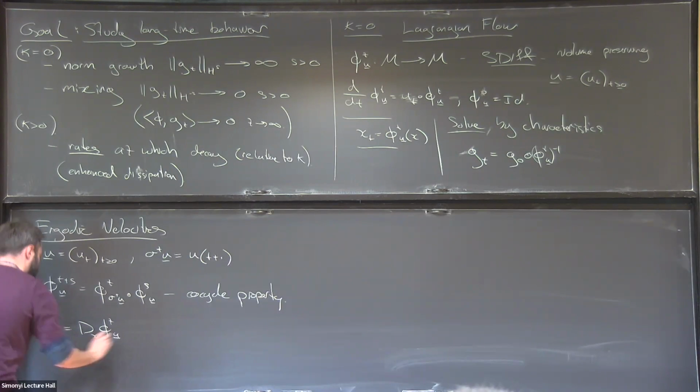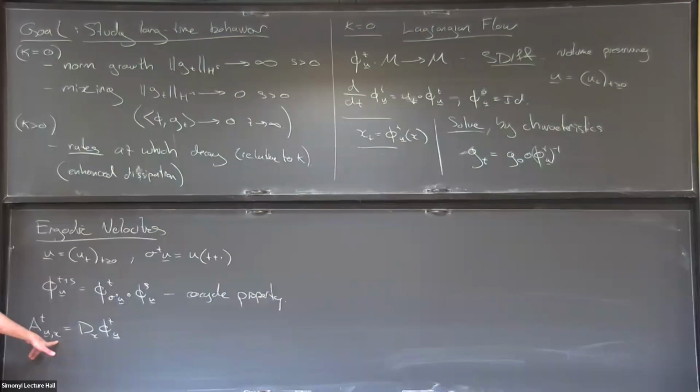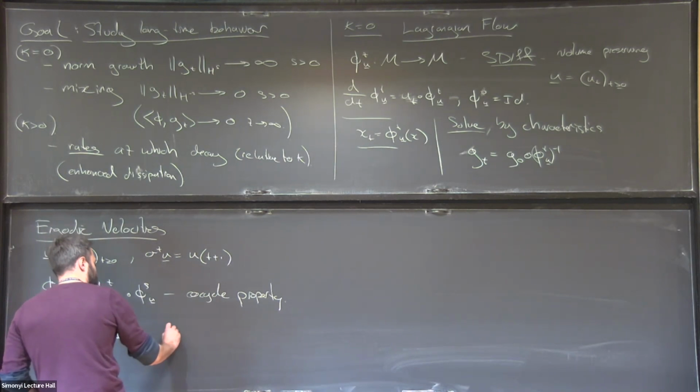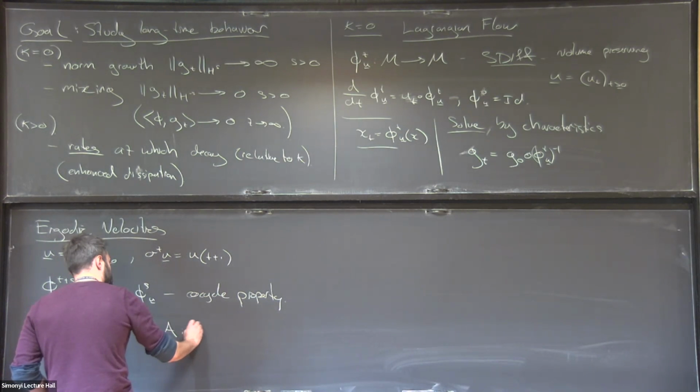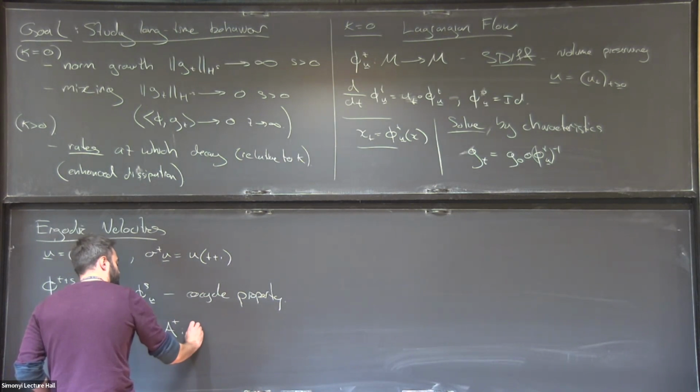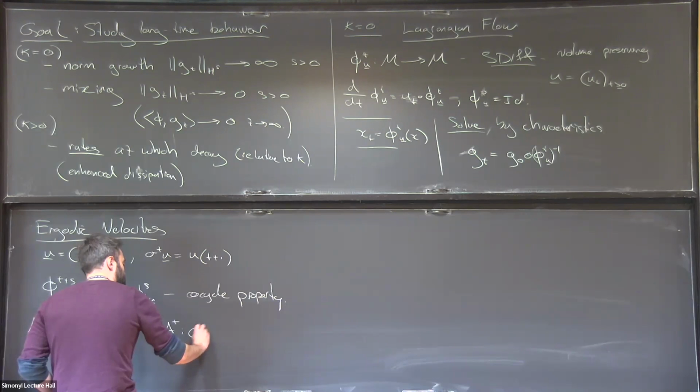So I'm typically going to denote the derivative of the flow by A here. And this is a mapping from, let's say, the path space of U across the manifold to something which is in SL2. In particular, I want to think of A at time t as a mapping from the space of paths.